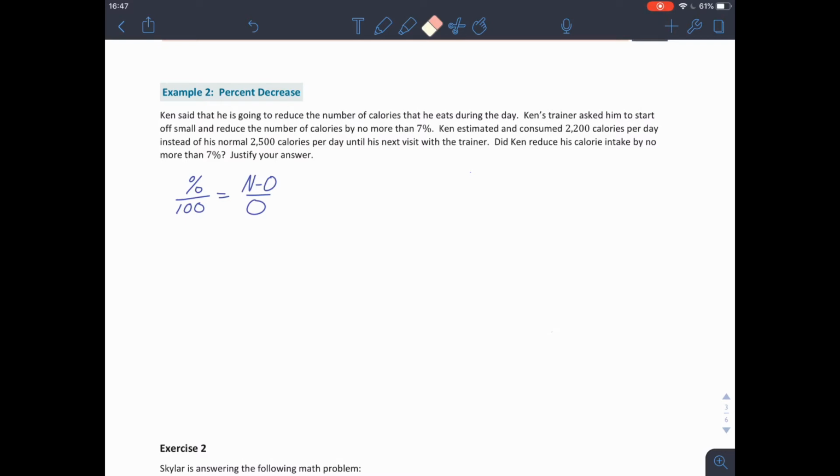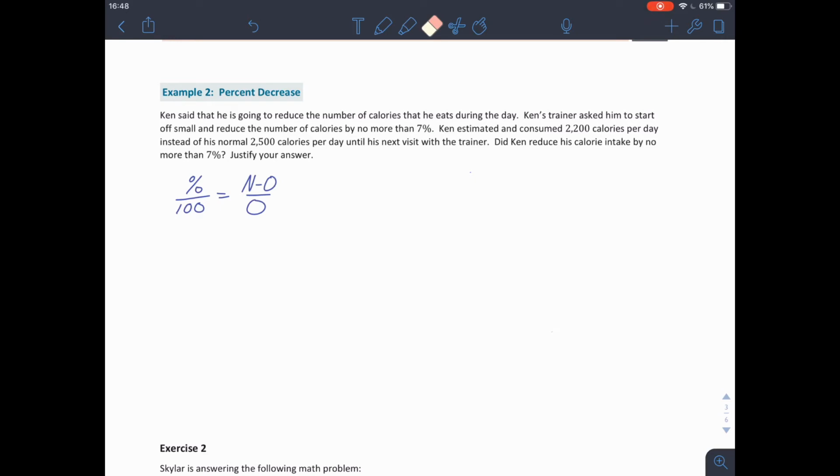Ken said that he's going to reduce the number of calories he eats during the day. Ken's trainer asks him to start off small and reduce the number of calories by no more than 7%. Ken estimated and consumed 2,200 calories per day instead of his normal 2,500 calories per day until his next visit with the trainer. Did Ken reduce his calorie intake by no more than 7%? Justify your answer.